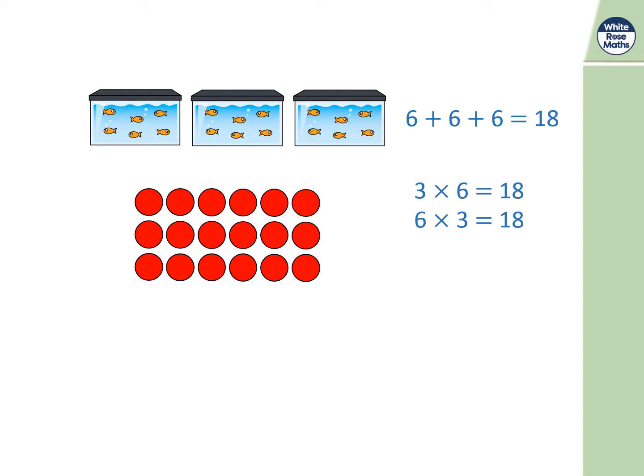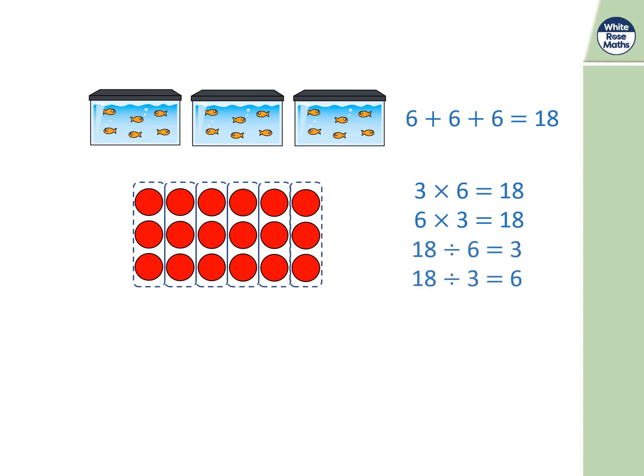So we write it as an equation. 3 multiplied by 6 equals 18, or 6 multiplied by 3 equals 18. And you can see your rows here, or going down the way. You can also write it as a division equation. So 18 divided by 6 equals 3, or 18 divided by 3 equals 6.